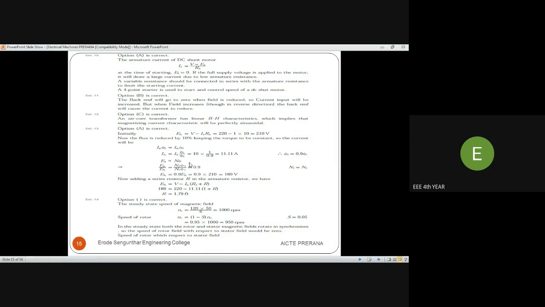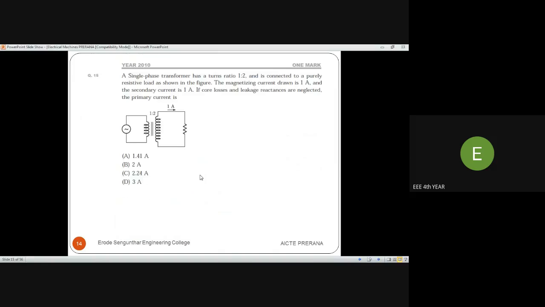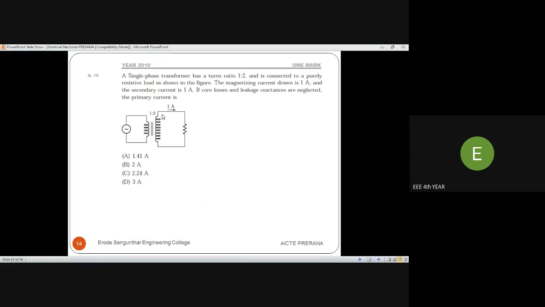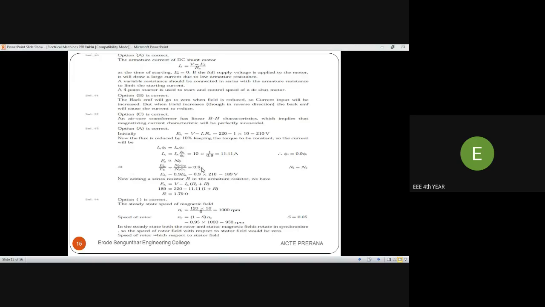We already know that EB is directly proportional to N into flux phi, so EB1 divided by EB2 equals N1 by N2 into phi 1 by phi 2. The excitation is reduced by 10%, that is, 90% of excitation is given, so the ratio is 0.9. Then EB2 equals 0.9 times EB1, that is 0.9 into 210 volts, and we get EB2 equal to 189 volts.